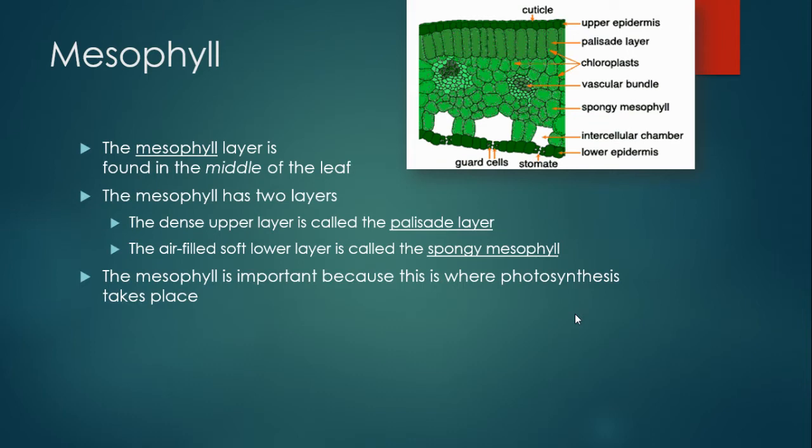The mesophyll layer is found in the middle of the leaf, and it has two layers. The dense upper layer is called the palisade layer, and then the air-filled soft lower layer is called the spongy mesophyll, and you can see them both labeled in that diagram. It's important because this is where photosynthesis is going to take place.